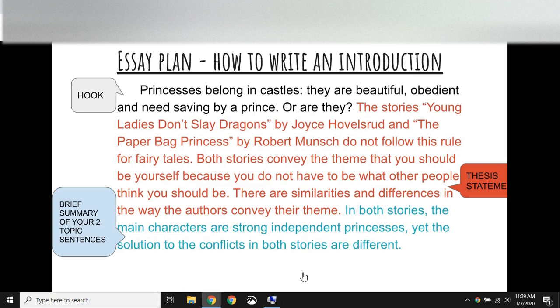Your two topic sentences are where you tell what you feel is the way that the author is conveying the theme. Okay? Ways that they are similar and ways that they are different. All right? In both stories, the main characters are strong, independent princesses, yet the solution to the conflicts in both stories are different. There's your answer. All right? Let's keep going.